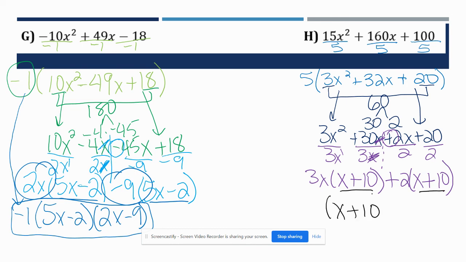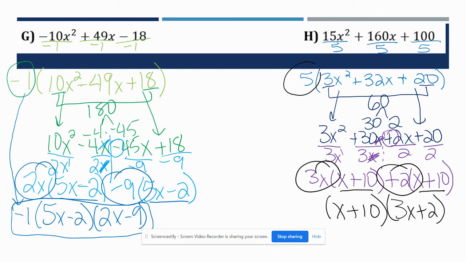X plus 10 then is one of our factors. We pulled out 3x plus 2. That's our other factor. And then we got to bring back that GCF we started out with and have our final factored answer.